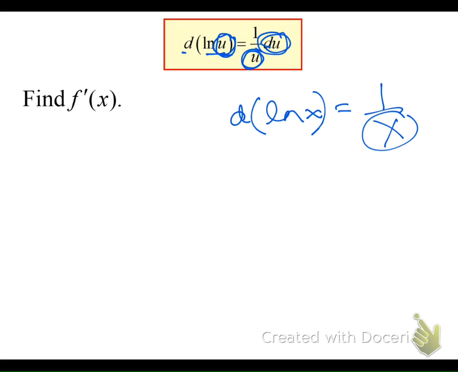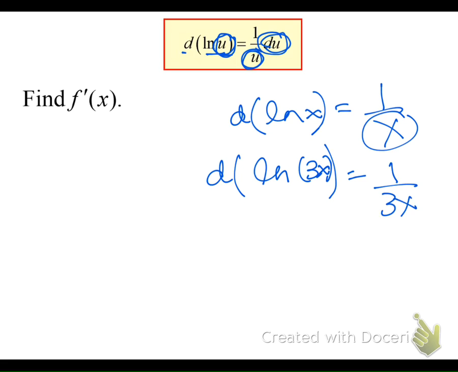So that would be the answer. You're done. The derivative of the natural log of 3x would be 1 over 3x times the derivative of 3x, which is 3. And then that can simplify. The 3's would cancel and you'd get 1 over x. Okay, so the natural log. Let's try a few.